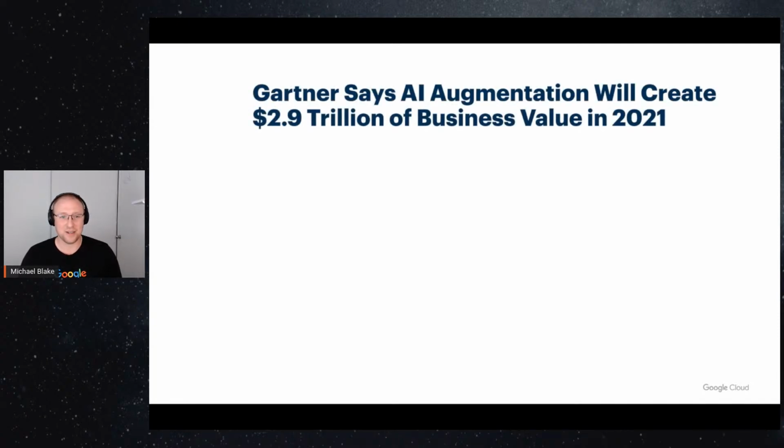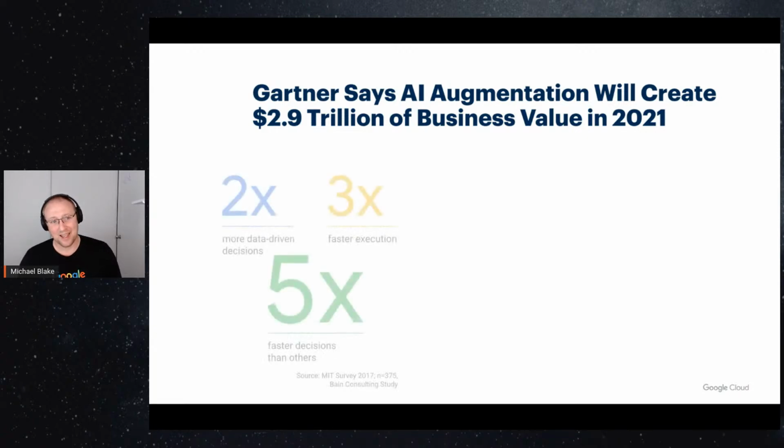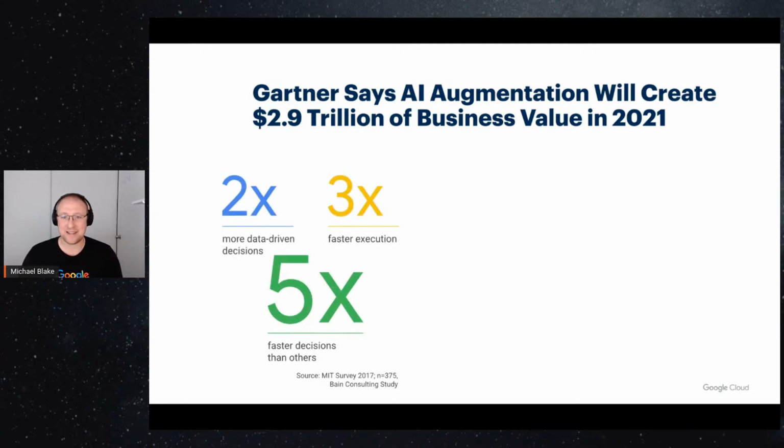But just for the avoidance of doubt, so what is the opportunity for AI? So Gartner says that AI augmentation will create almost $3 trillion of value in 2021. The good people at MIT and Bain are saying that their research says that businesses that have succeeded in adopting AI are making twice as many data-driven decisions. They can execute 3 times faster and make decisions 5 times faster than their competitors. And these stats, they're not artificial.